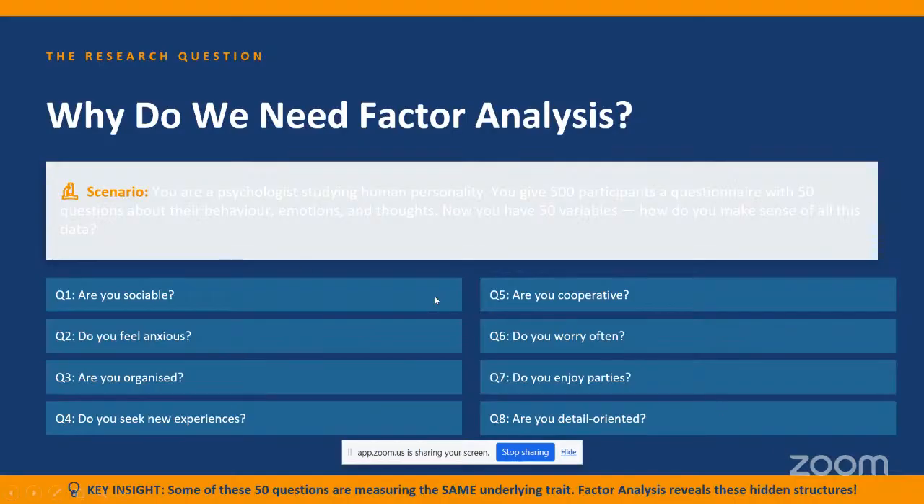I have considered these 8 questions here for better understanding, and you know about these questions, like, are you sociable, do you feel anxious, and this type of things. Now we want to group them up. We can't deal with 50 variables at the same time, so we want to group them up. And we will be dealing with like 4 or 5 variables, and for each variable there will be sub variables, like these questions will be in some particular group.